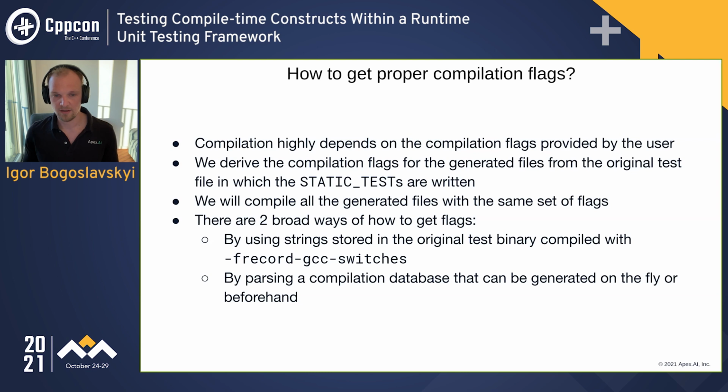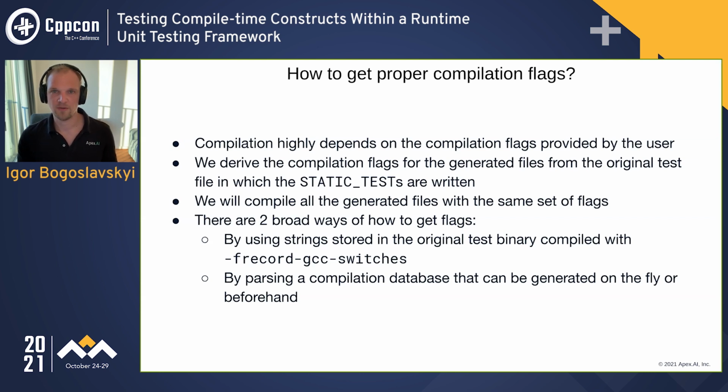Or if that is not possible, if you cannot just add the -frecord-gcc-switches flag to your test targets, then we can generate a compilation database and parse it. I do that a lot in my plugin for C++ auto-completion for Sublime Text, and that's where the idea came from. The core idea is that CMake or Bazel can both generate a compilation database, and then we can just parse that database to get the proper flags.